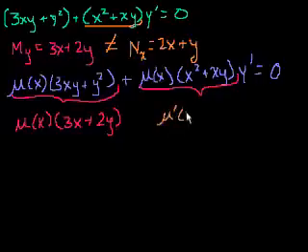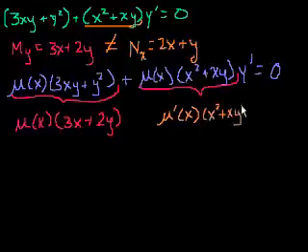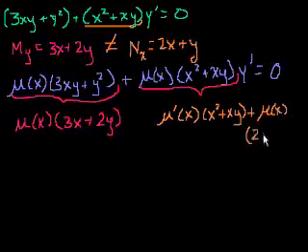Mu prime of x. Mu is the Greek letter. It's for the m sound, but it looks a lot like a u. So mu prime of x times the second expression, x squared plus xy, plus just the first expression, this is just the product rule, mu of x, times the derivative of the second expression with respect to x. So times, ran out of space on that line, 2x plus y.